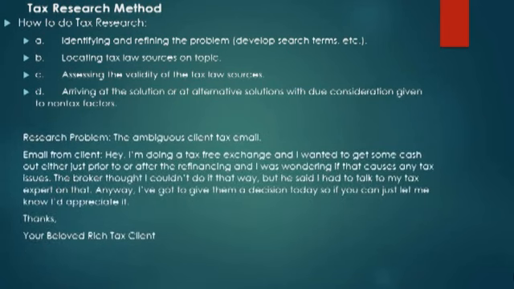So we've got a research project, and this is just a sample if you want to take a look at this. You get something, it's the ambiguous client tax email. This happens all the time in a tax practice, where you get some email from a client asking for tax advice. You may get a phone call as well. And the client says, hey, I'm doing a tax-free exchange and I wanted to get some cash out either just prior to or after the refinancing. And I was wondering if that causes any tax issues. The broker thought I couldn't do it that way, but he said I had to talk to my tax expert on that. Anyway, I've got to give them a decision today, so if you can just let me know, I'd appreciate it. Thanks, your beloved rich tax client. These are the types of emails you'll get all the time.